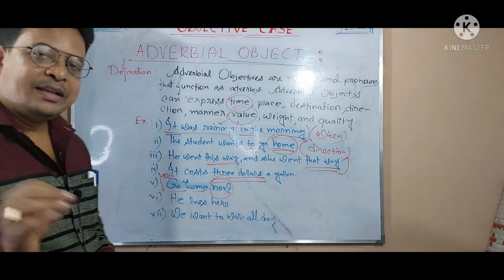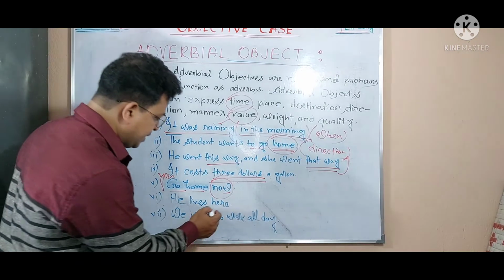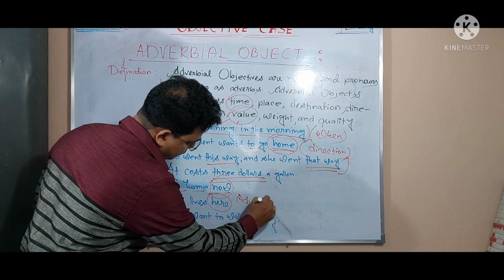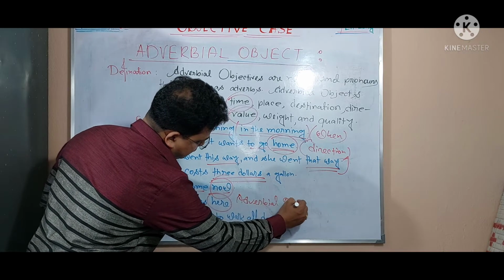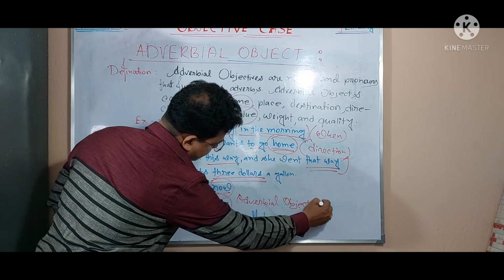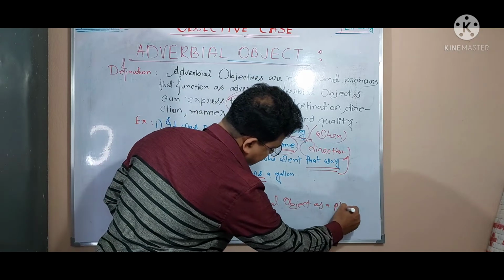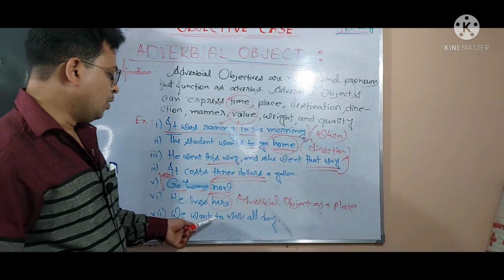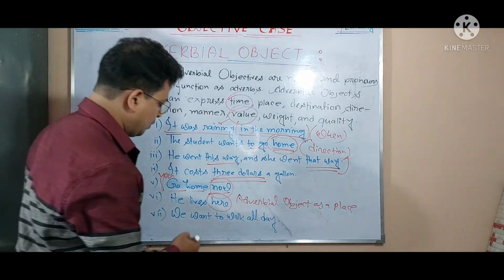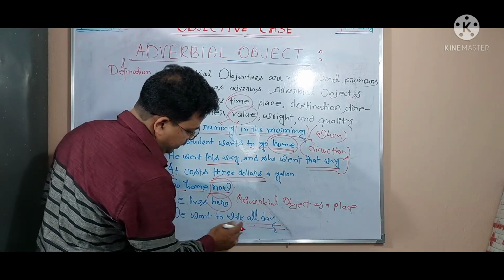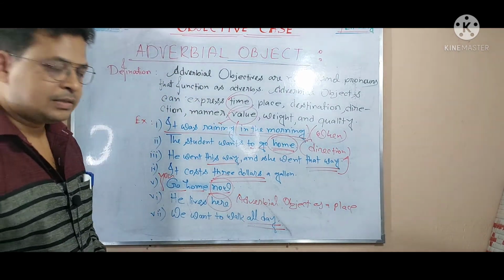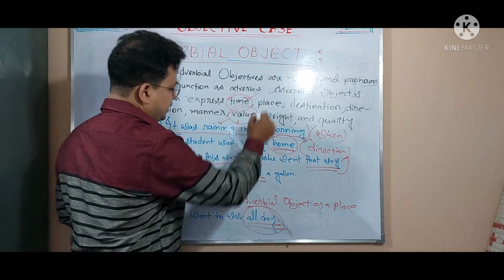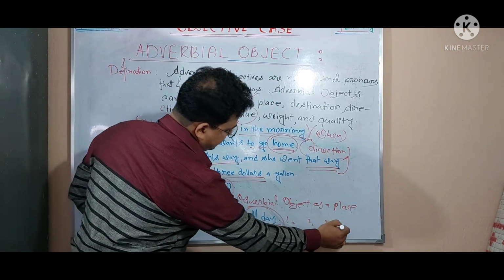Okay. Again, he lives here. So where does he live? He lives here. It is place. Adverbial object as a place. Okay, place is represented here. We want to walk all day. How long? All day. We want to walk all day. Okay, that means it is representing time. It is also representing time. So adverbial object as a time.